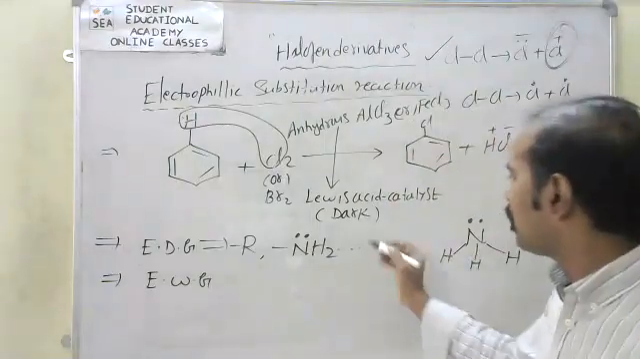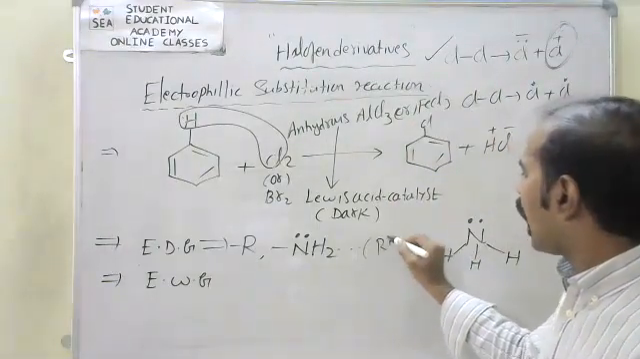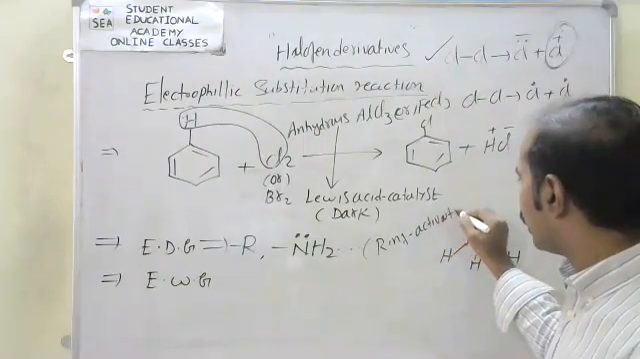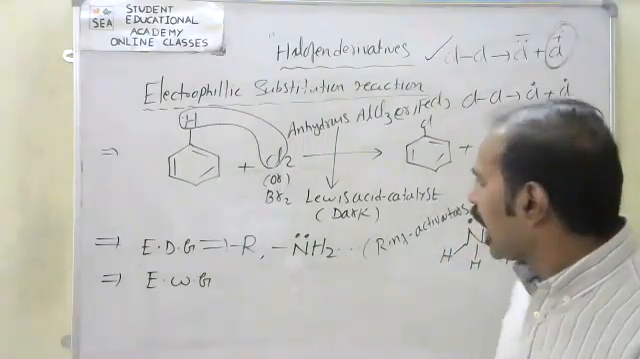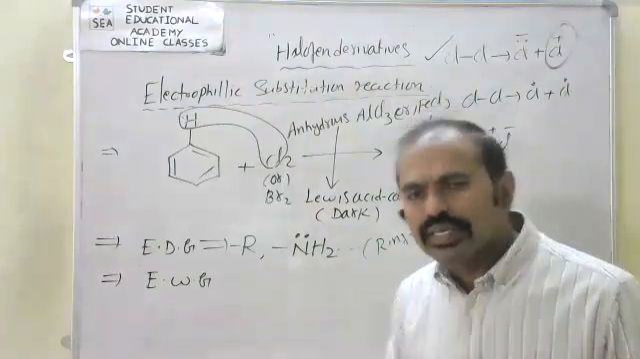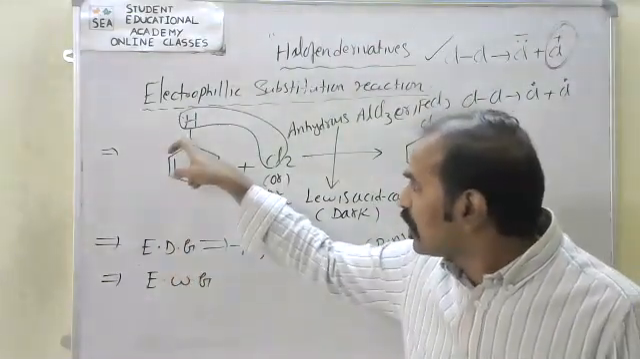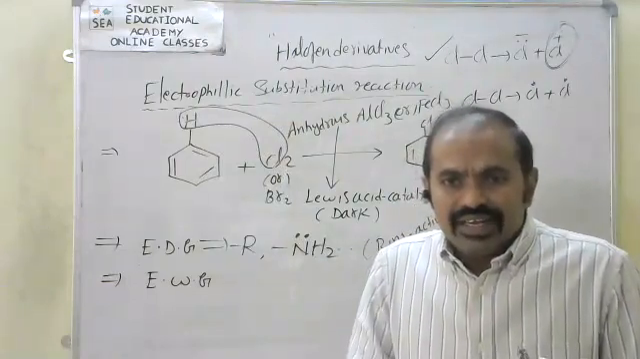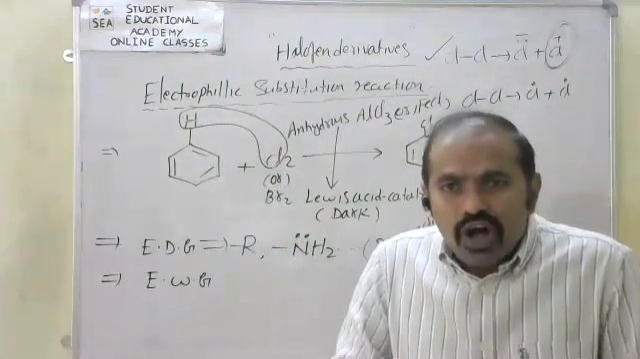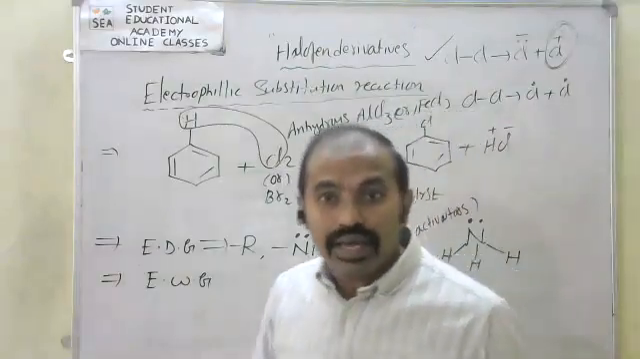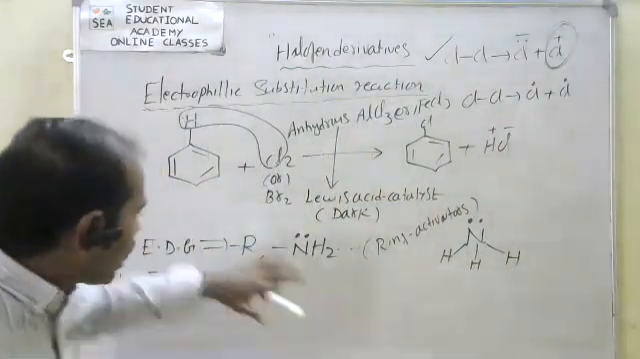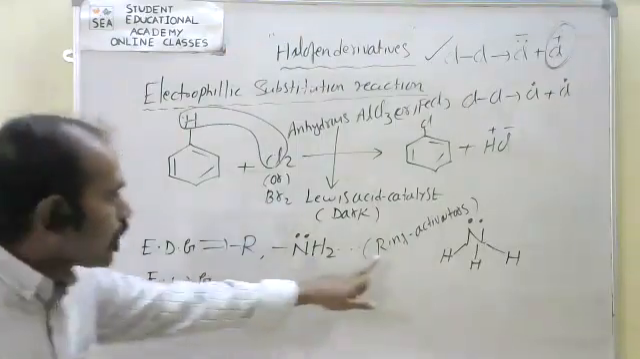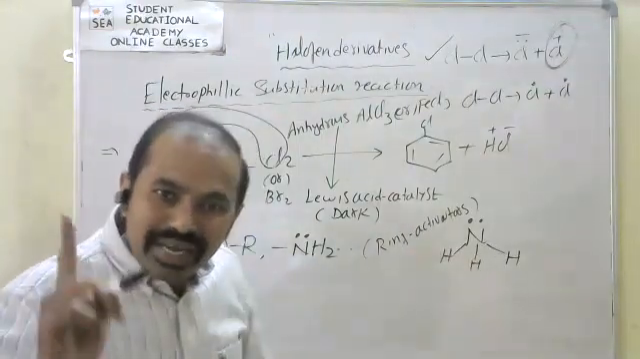These are also nothing but ring activators. Ring activators means, very simply, if these groups are present on the ring, they activate the ring. It increases the electrons on the ring. Why? Because of its donating nature, these electrons move towards the ring. So these groups are called ring activators.